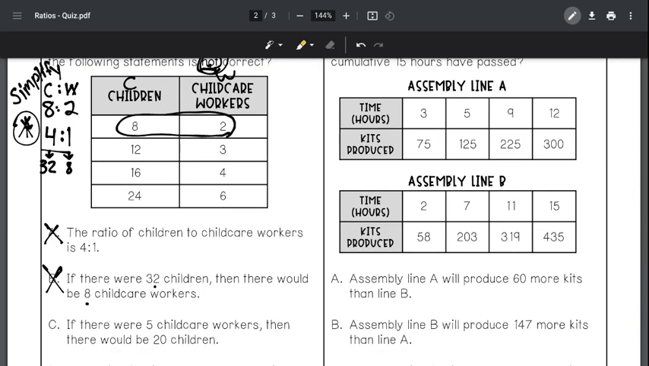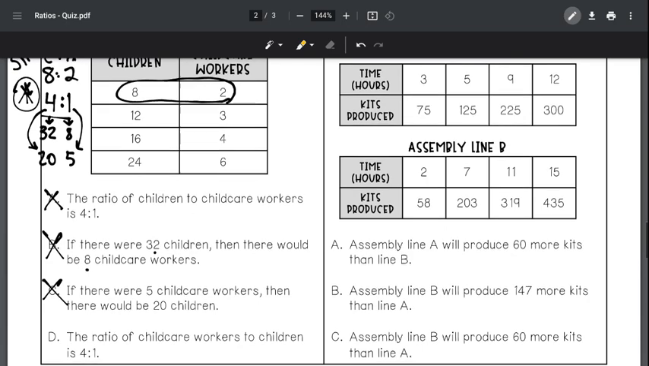If there were 5 workers, then there would be 20 children. So they did times 5. Times 5. Yep. So that's good. So that's out. So then let's just double check that D is bad.